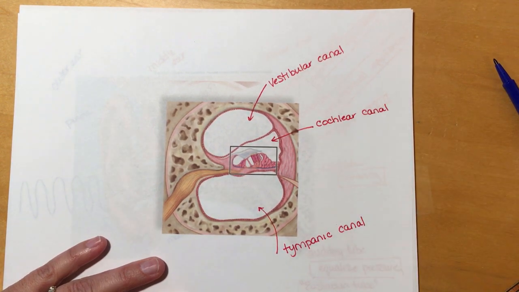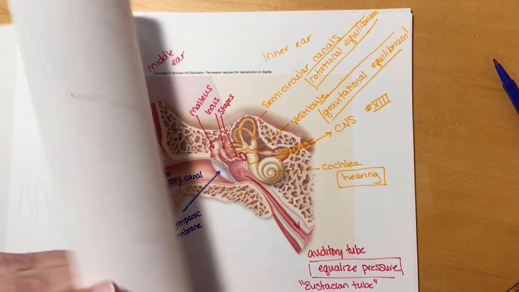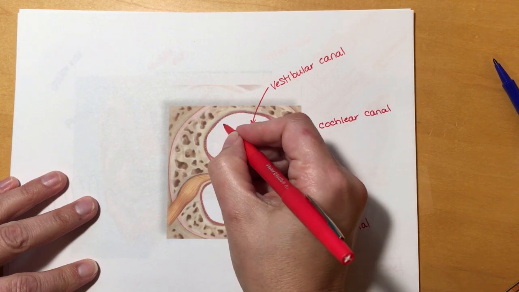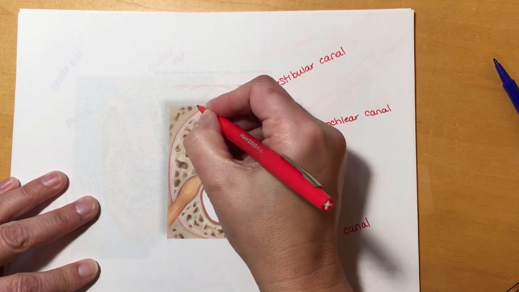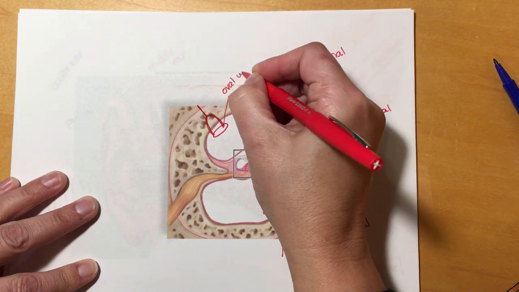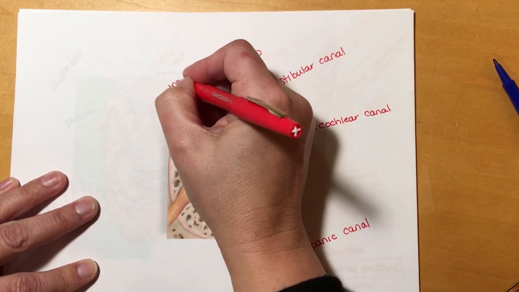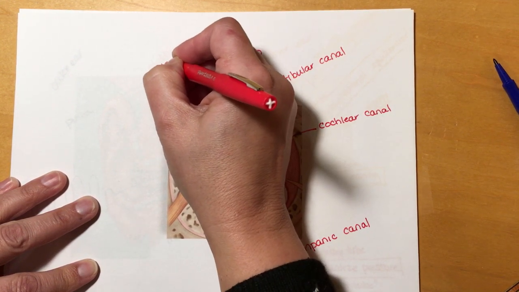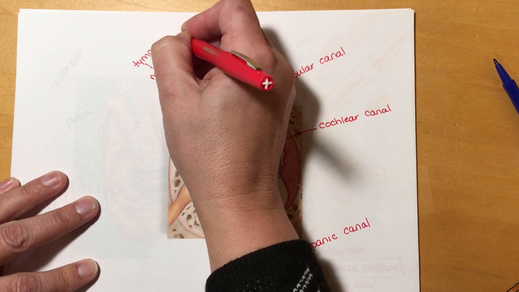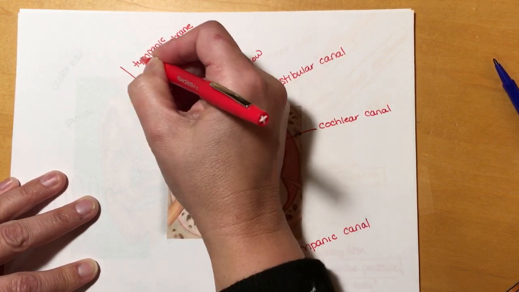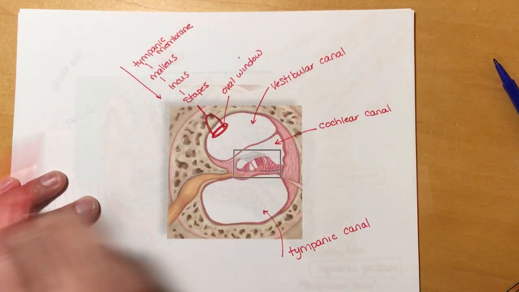Now, do you remember on this piece of paper how I said the stapes sits on the oval window? So we're going to draw that in. Here's the oval window, and here's the stapes sitting right on top of it. Again, the stapes is connected to the incus, which is connected to the malleus, which is right up next to the tympanic membrane. So the mechanical movement comes this direction from the tympanic membrane through these bones and causes the stapes to push on this oval window in the vestibular canal.